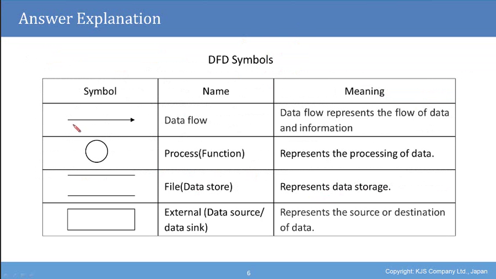DFD symbols. So this arrow, called data flow, represents the flow of data and information. A circle is called a process or function, and it represents the processing of data. Two parallel lines is called file or data store. It represents data storage. And a rectangle is called external or data source or data sink, and it represents the source or destination of data.